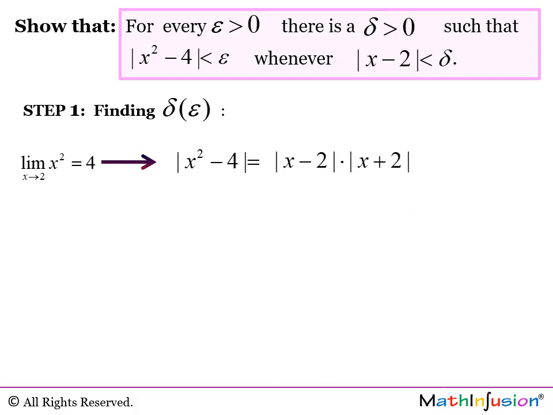It equals the absolute value of x minus 2 times the absolute value of x plus 2. The reason I would like to do it is because I want to have the x minus 2 in absolute value somehow separate on the left. In the other problem, we had the x minus c in absolute value times a number, and it was very easy to find the delta as a function of epsilon. In this case, we will have to do some trick.